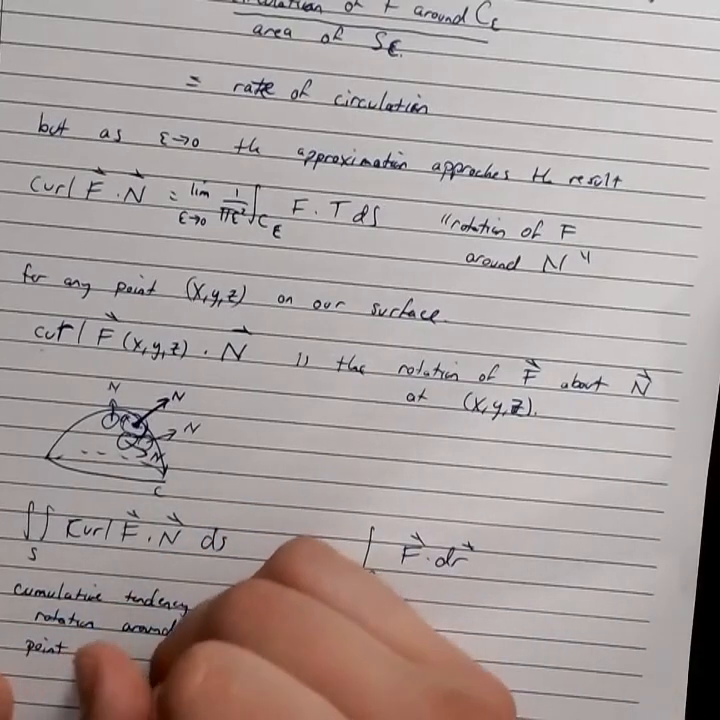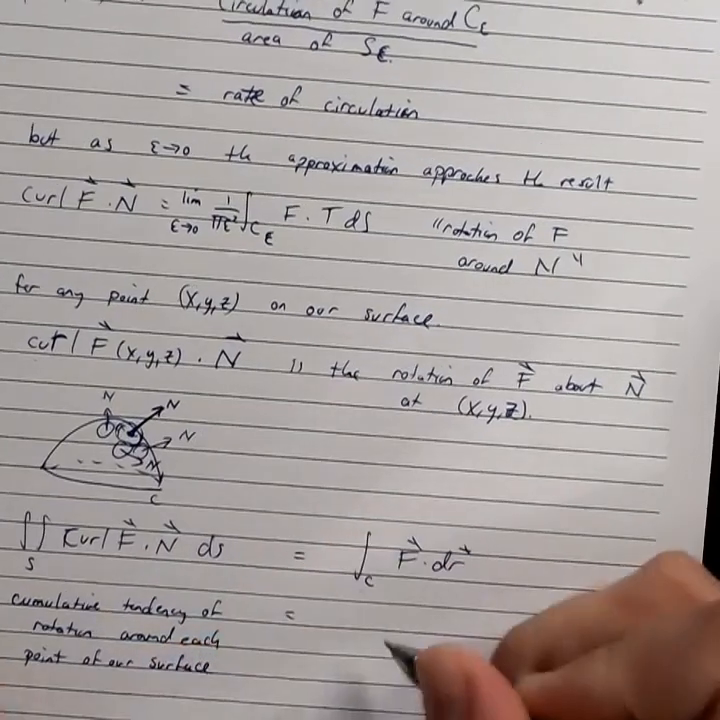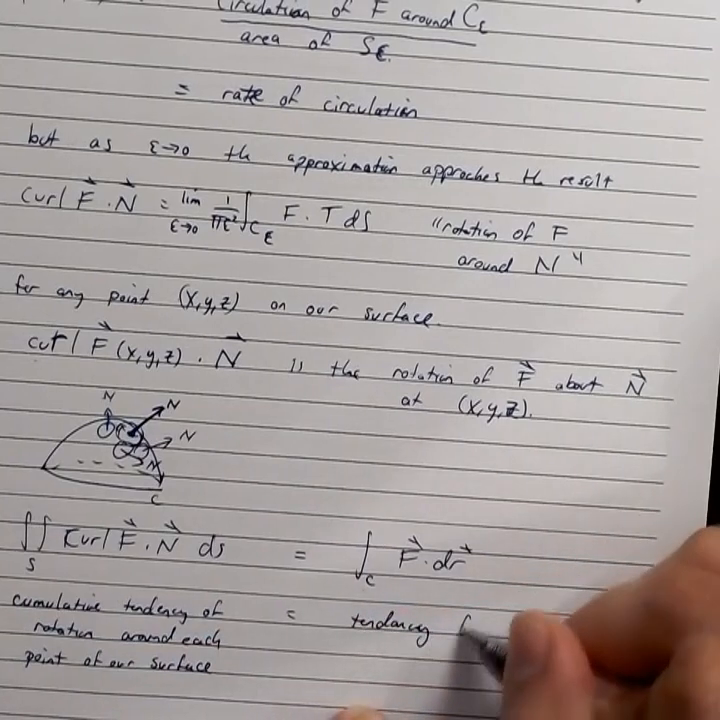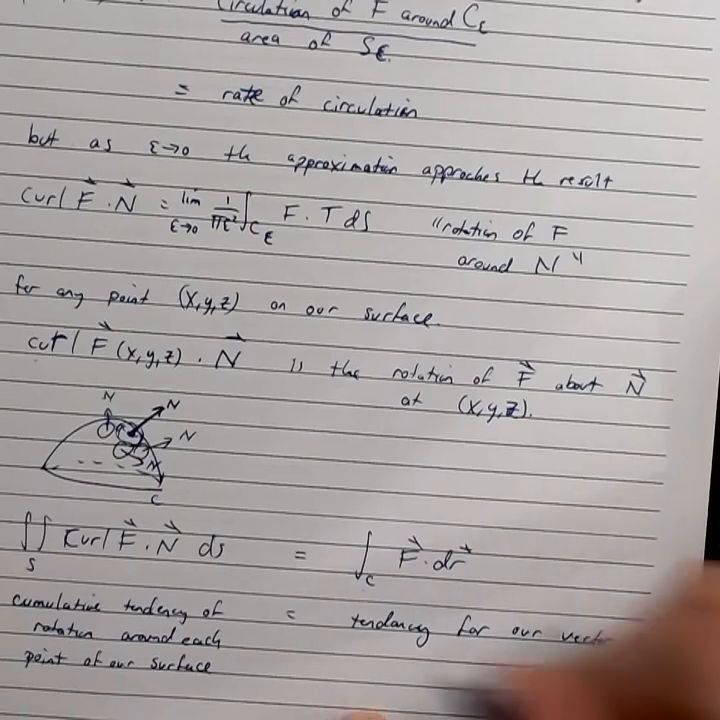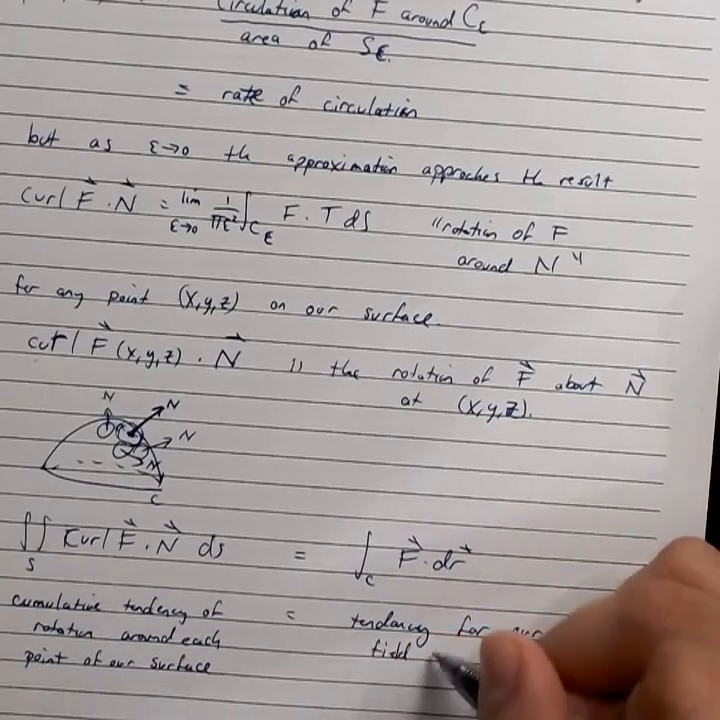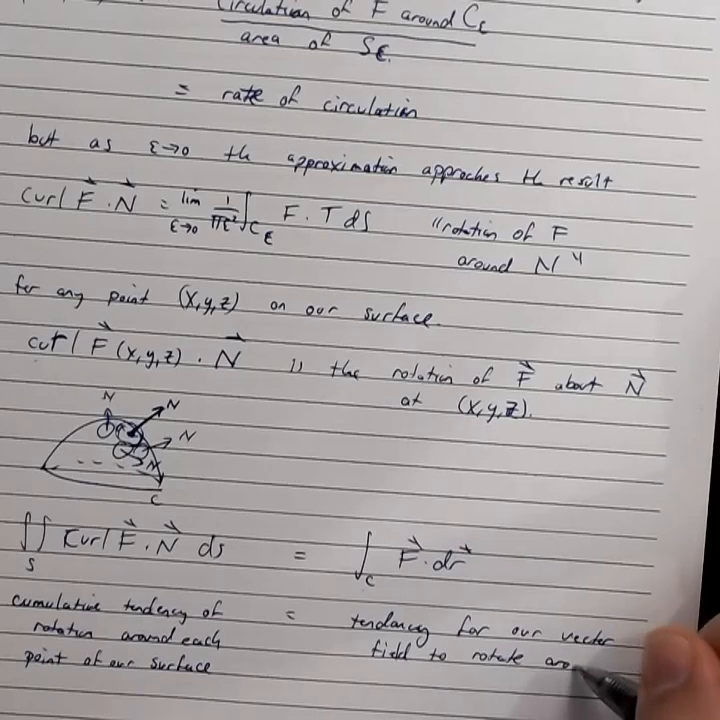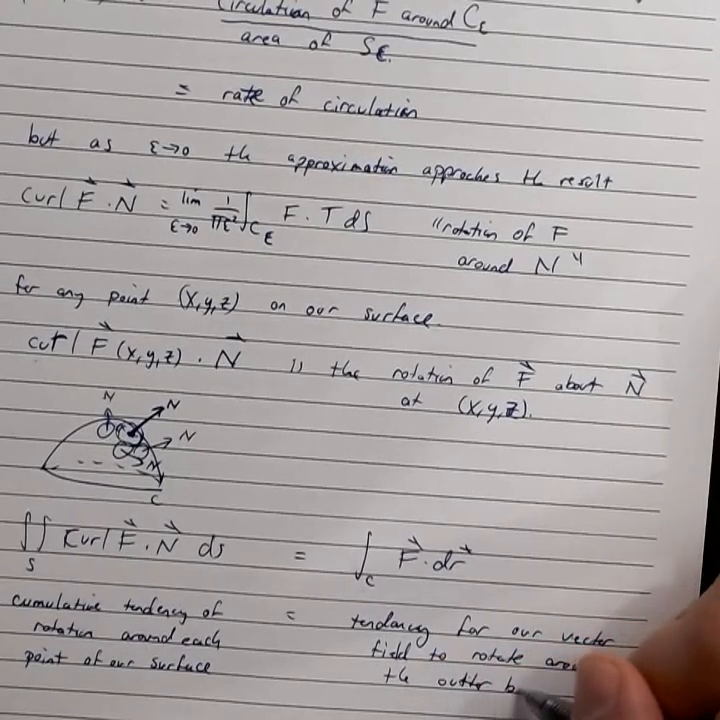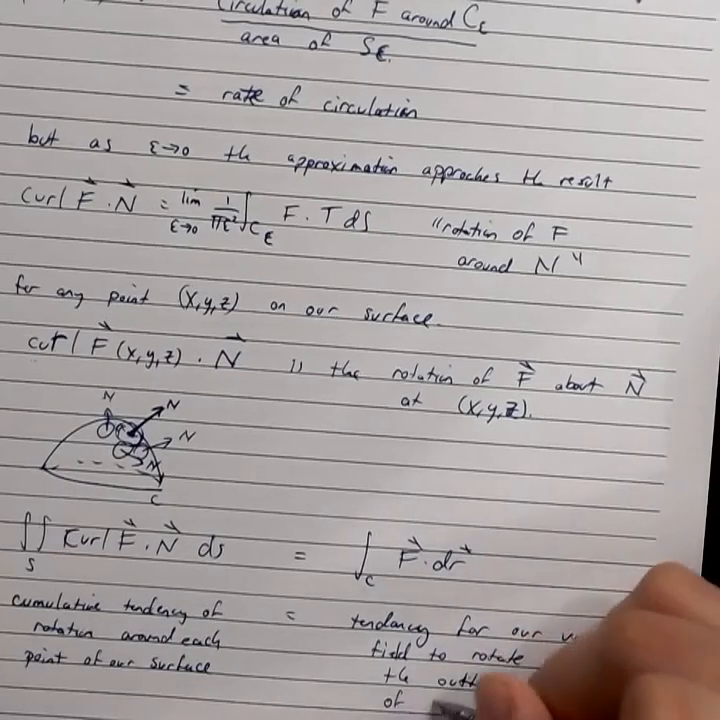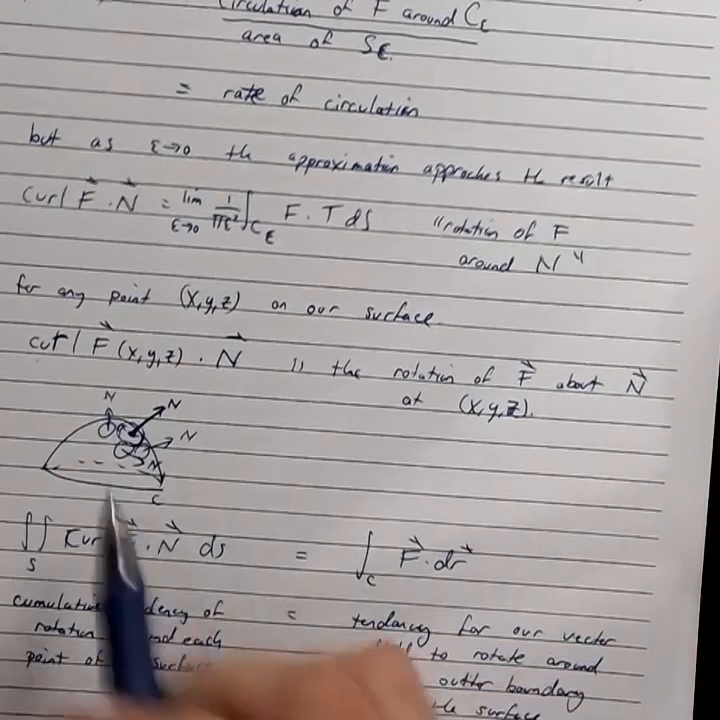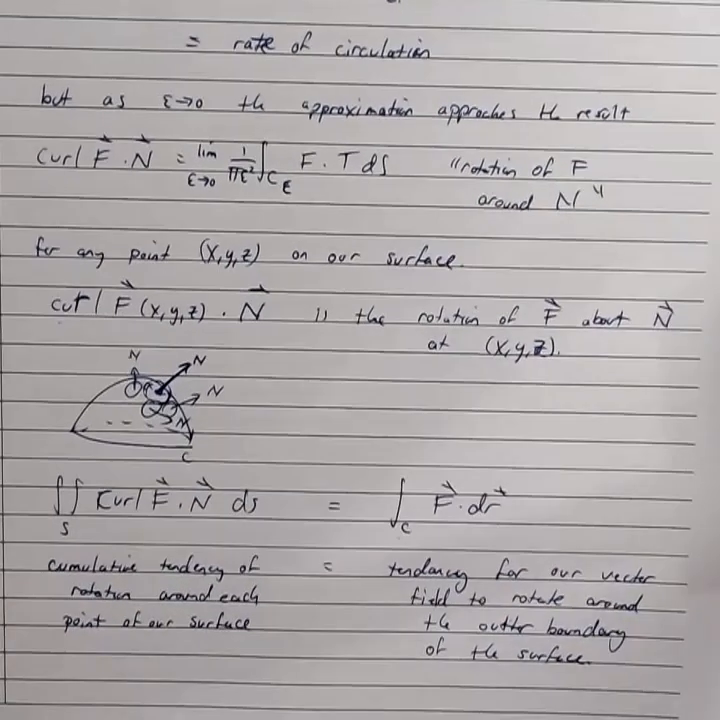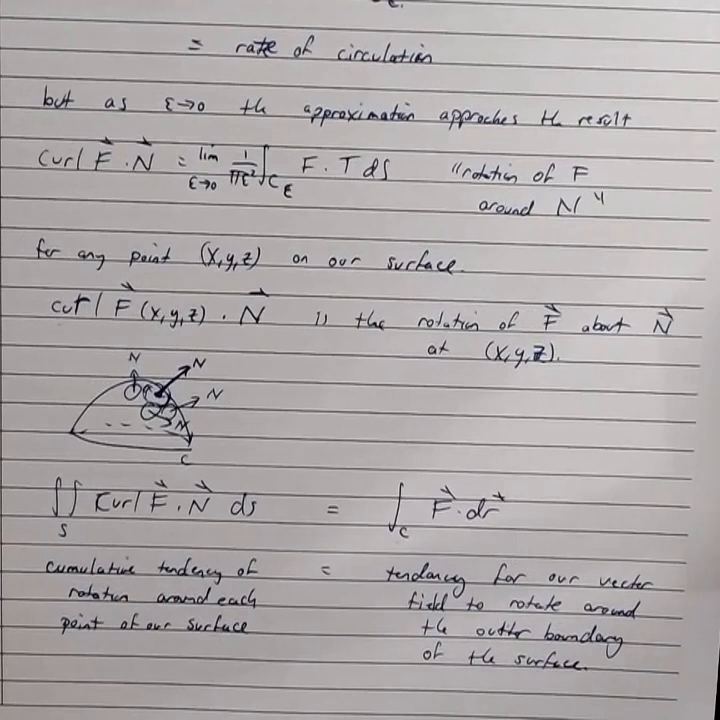cumulative being the sum, of our surface is equal to the tendency for our vector field to rotate around the outer boundary of the surface. What happens in here adds up and ends up affecting what happens on the outer boundary. And when we say it like that, it makes just a little more physical sense. At least we hope. So as our last example for this section, a single application.